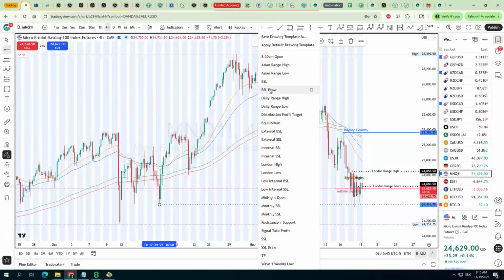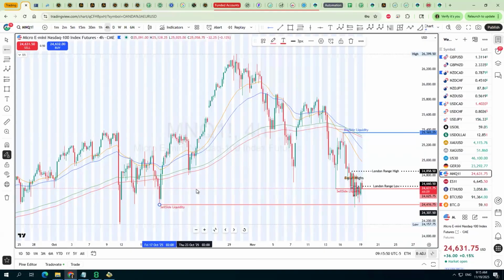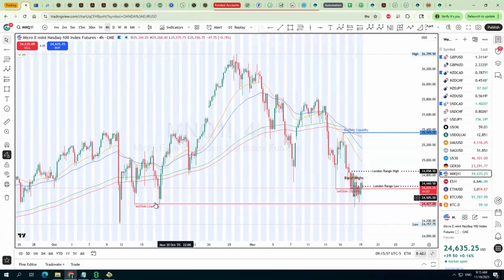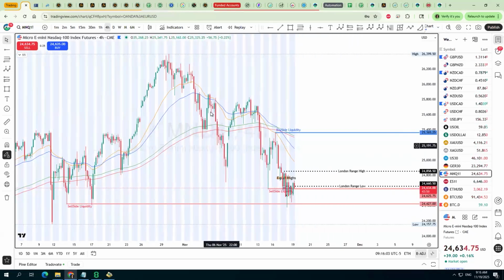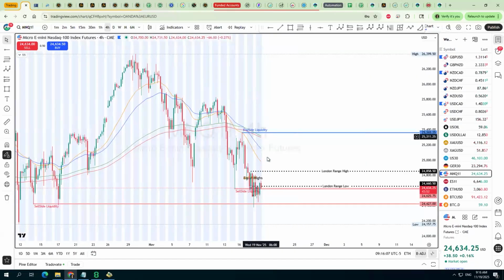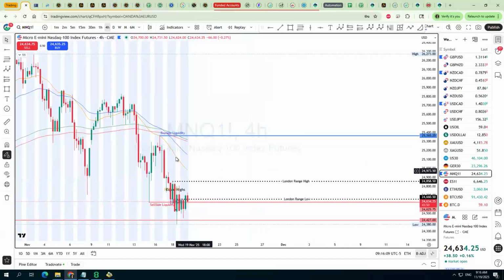I'm actually going to mark that off as, let's see here. This is sell side right here. So there's that low there. So we had equal lows sitting over here. That was swept. And we're still in this downward trend here. But price can always come back up here to retest resistance here.